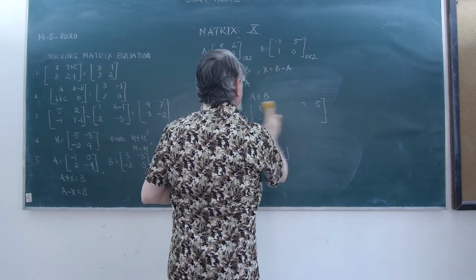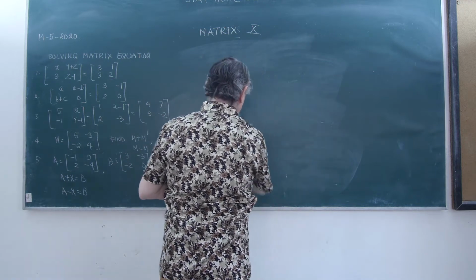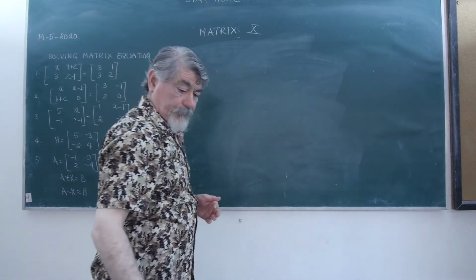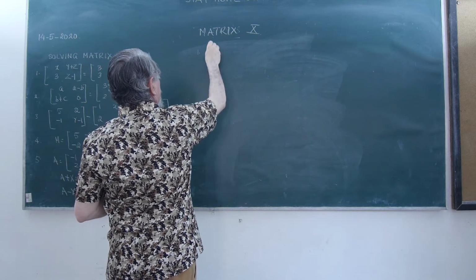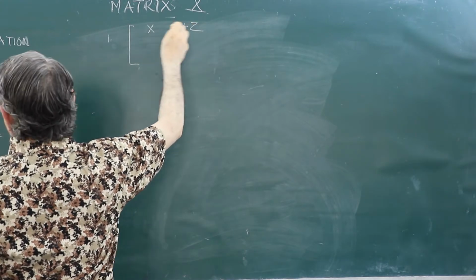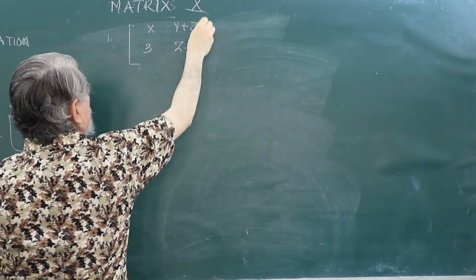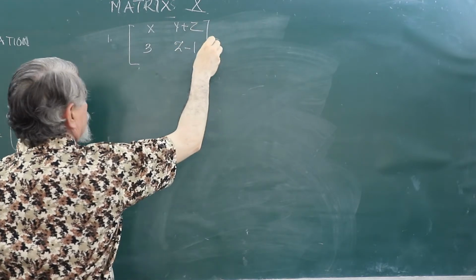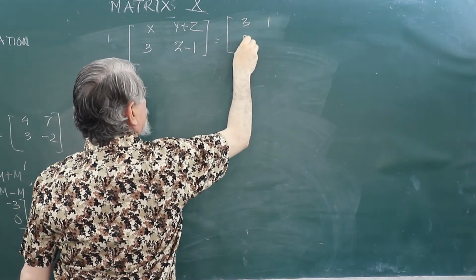Now let us see what questions I have written for you on the left side of the board. I have the first matrix X, Y plus Z, 3, Z minus 1 is equal to 3, 1, 3, 2.